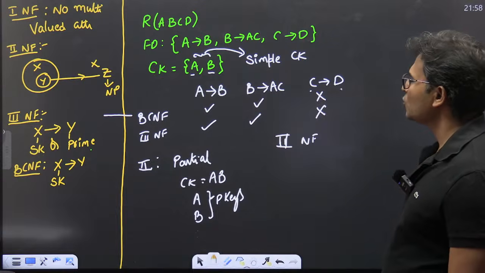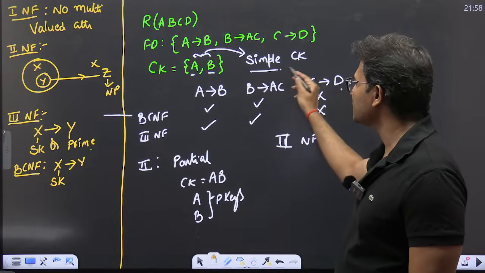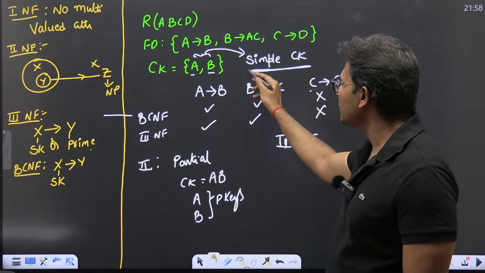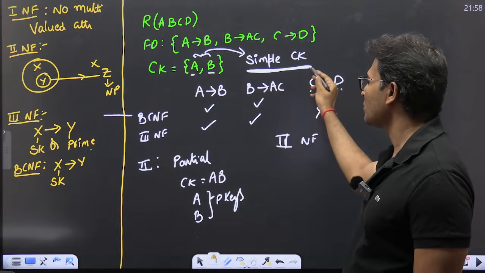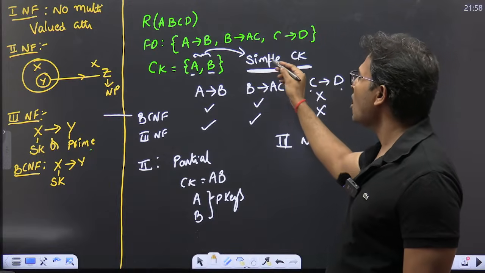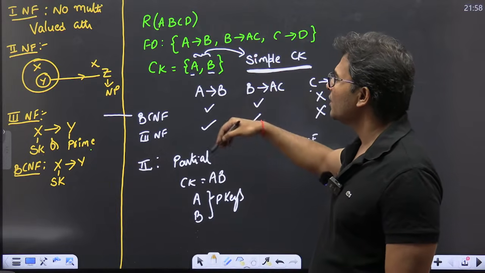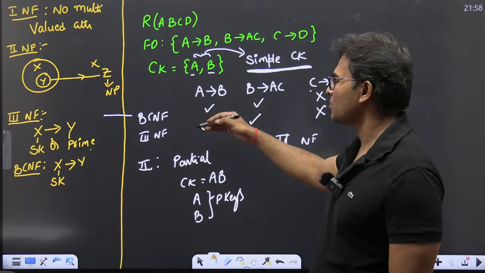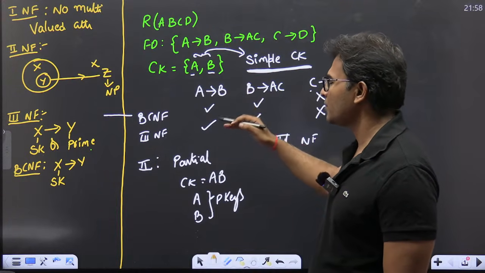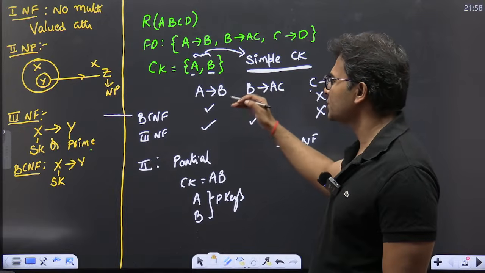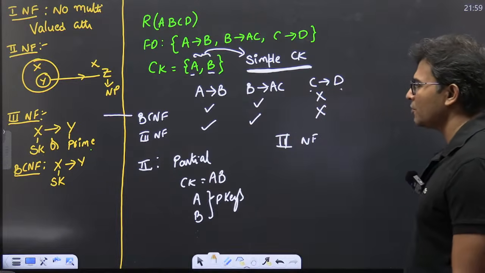So you can make a note of it. If all the candidate keys are simple, the table will definitely be in second normal form. And if all the attributes are prime attributes, the table will definitely be in third normal form. And we are not commenting about BCNF. When we are talking about second normal form, we are talking about only second normal form. We are not commenting anything about third normal form or BCNF, right?